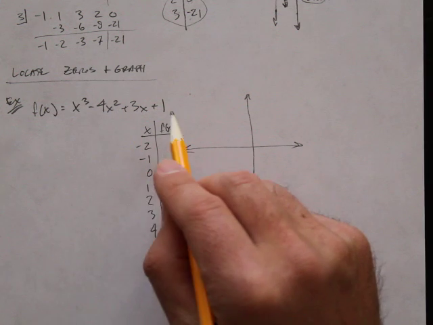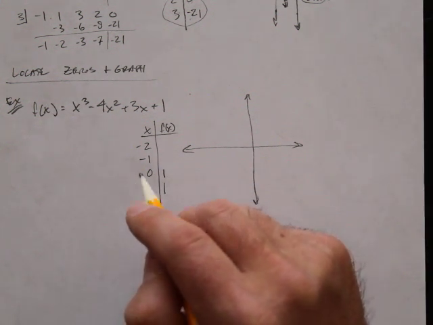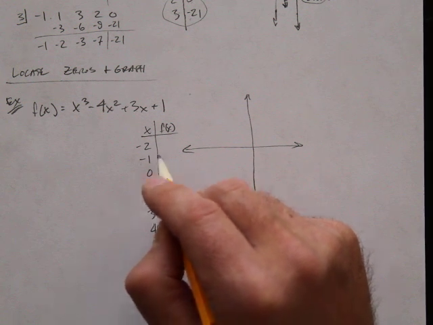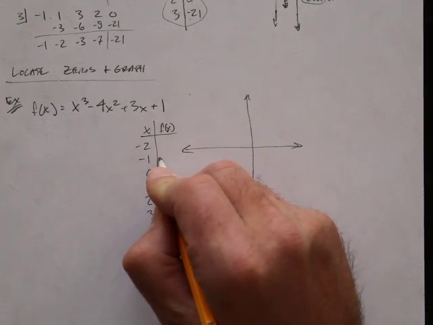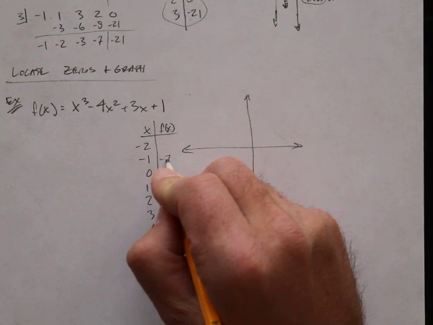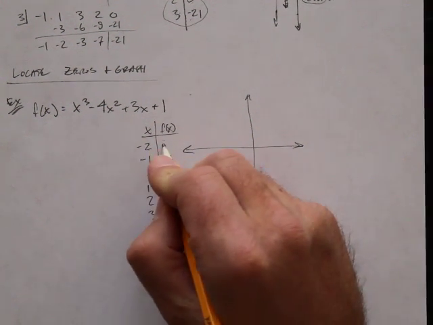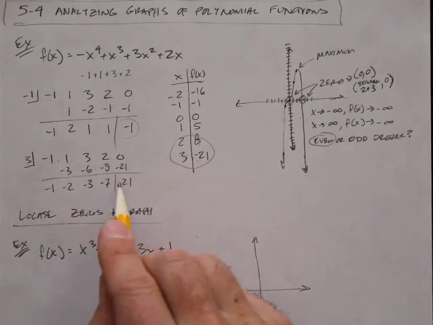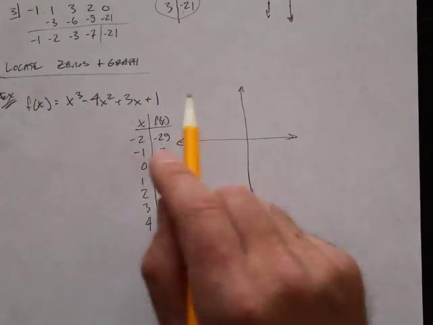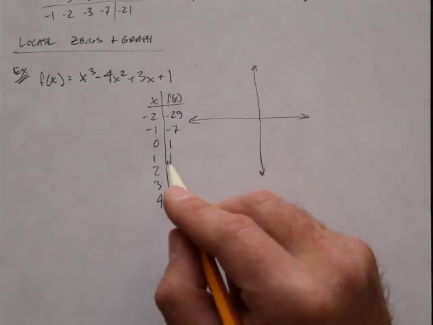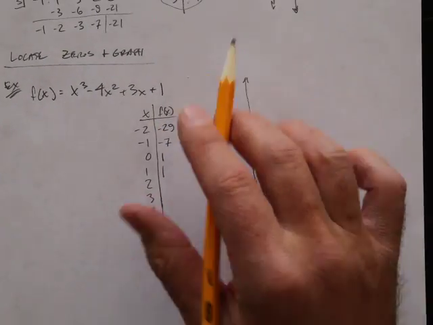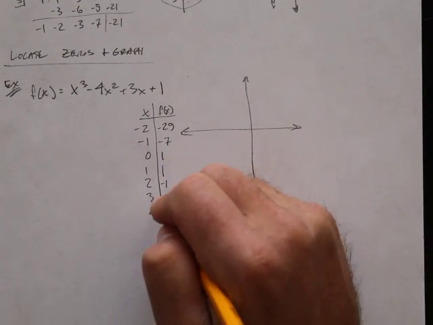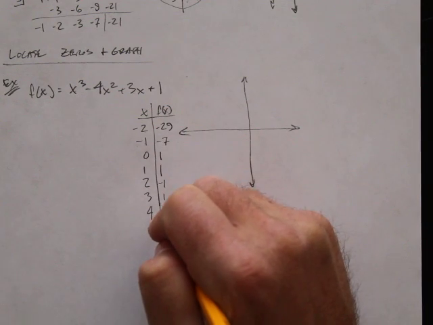Now I can go through and plug in these other numbers too, but I'm just going to give you those answers so that we don't have to sit here for a long time. When I plug in -1, I get -7. When I plug in -2, I get -29. You can do that with synthetic division, or you can just plug and chug. If I plug in 2 for x, I get -1. When I plug in 3, I get +1, and when I plug in 4, I get 13.